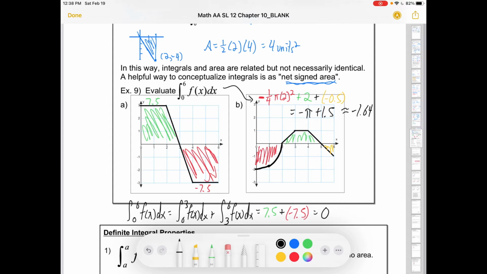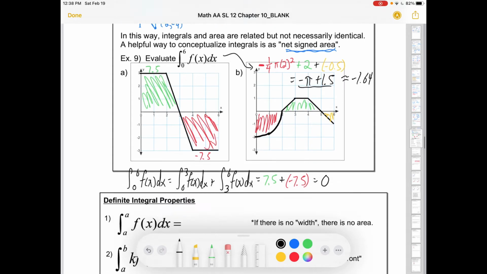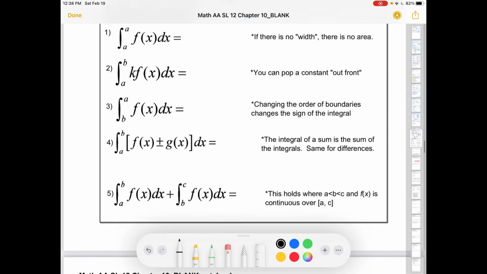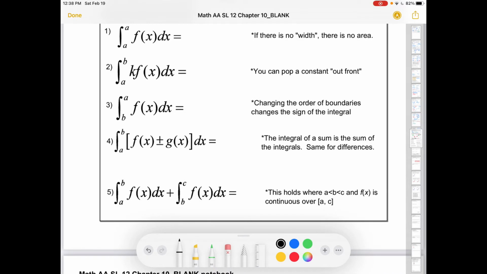But it's better exact. And when you look at that question in B, it does look like there's more area below the x-axis than above. That's why the integral ends up being negative in the end. There's more below than above. That leads us to some definite integral properties. I think we'll start with the bottom one, because we already used the bottom one.